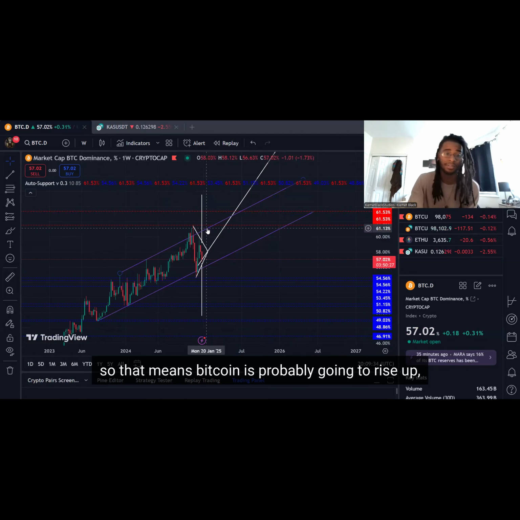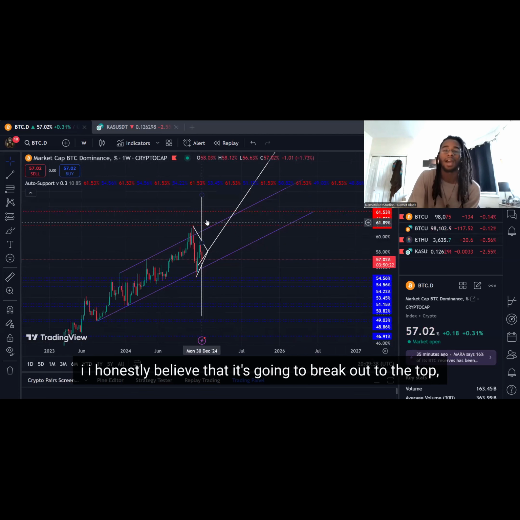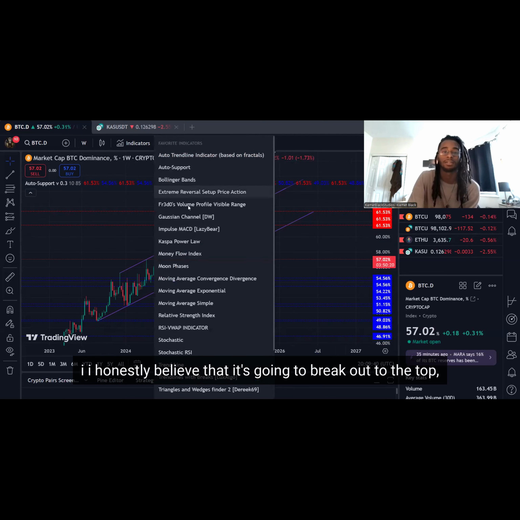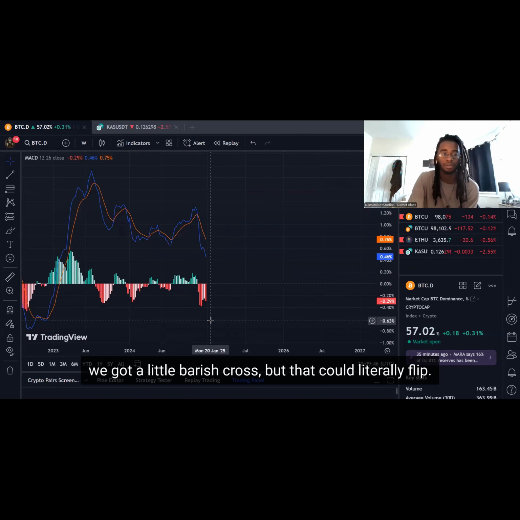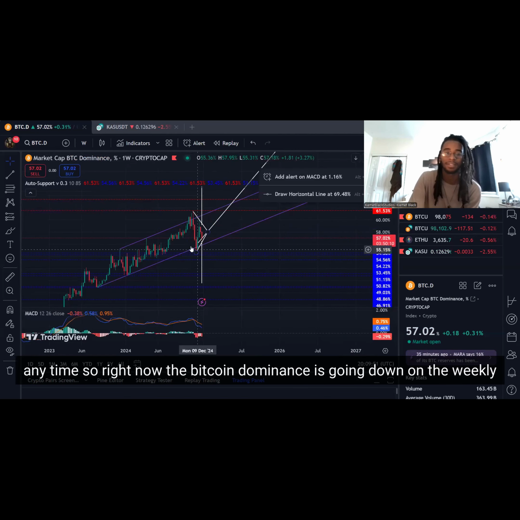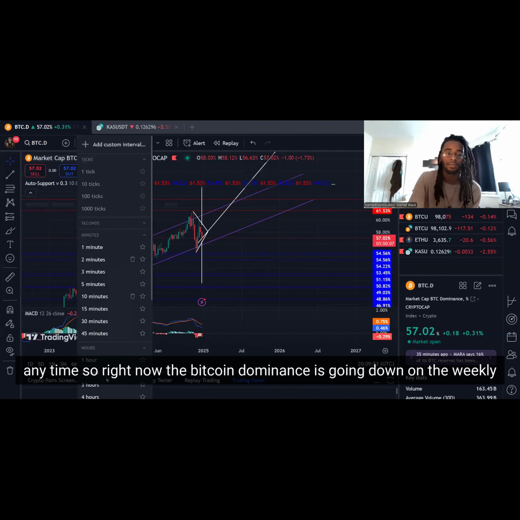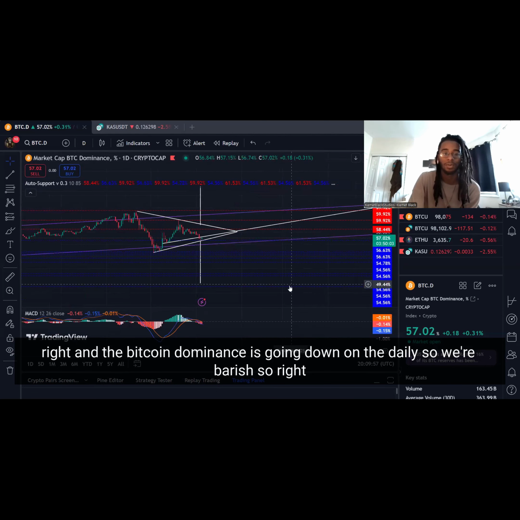So that means Bitcoin is probably going to rise up. Eventually, it's going to have to break out, guys, and I honestly believe that it's going to break out to the top. But let's see. Bitcoin dominance is a little shaky. We got a little bearish cross, but that could literally flip at any time. So right now, the Bitcoin dominance is going down on the weekly, and the Bitcoin dominance is going down on the daily.